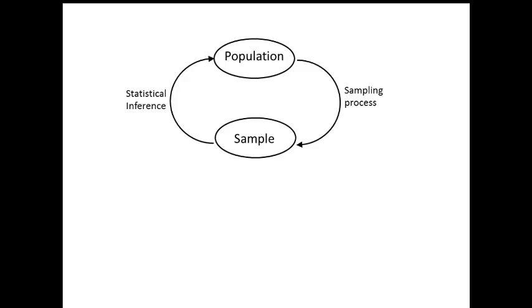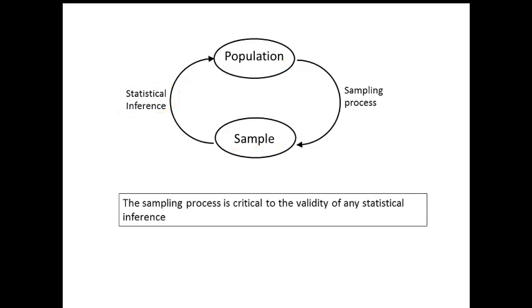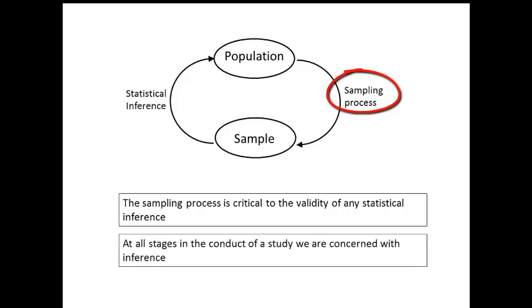So you should understand that the aim of statistical inference is to make some statement about aspects of the population using a sample of observations extracted from that population. However, the meaningfulness and validity of any statistical inference from sample to population is connected entirely to this part, the sampling process. This can't be overemphasized. What this means is that really at all stages in the conduct of a study we're concerned with valid inference.